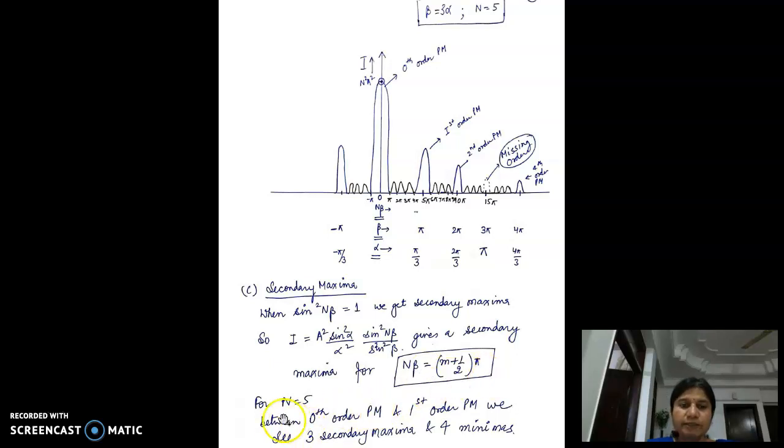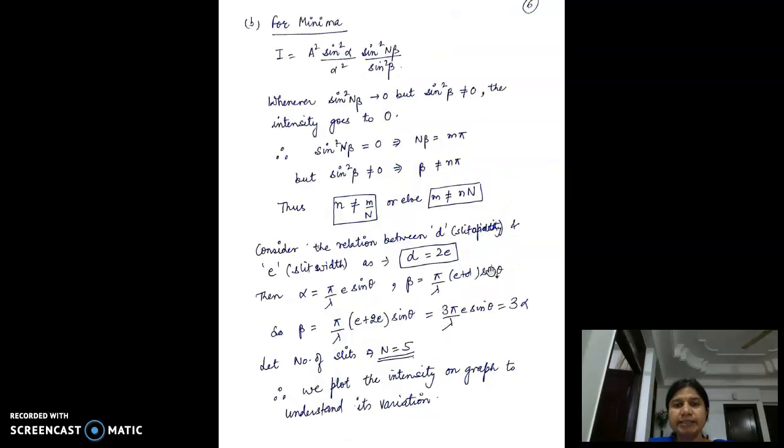So what we observe is that for n equals 5, between the 0th order principal maxima and the first order principal maxima, we see 3 secondary maxima and 4 minima over here. This becomes the second order principal maxima, and so on. Similarly, we should get a third order principal maxima over here, but what happens is suddenly alpha becomes pi, which is an interesting case.